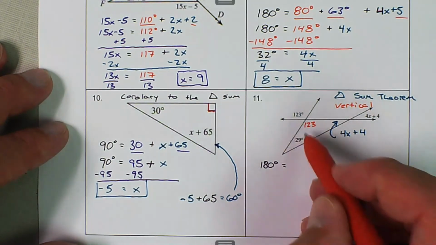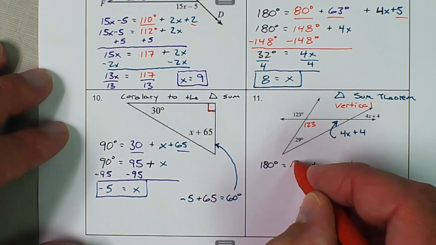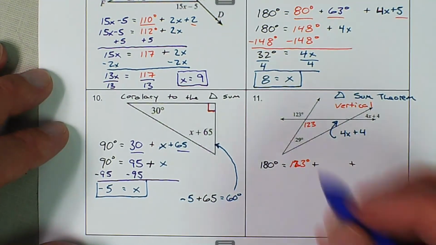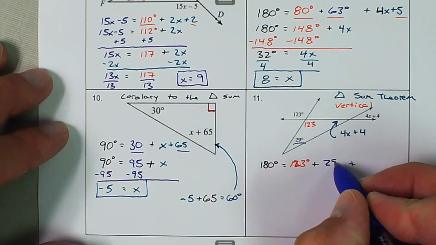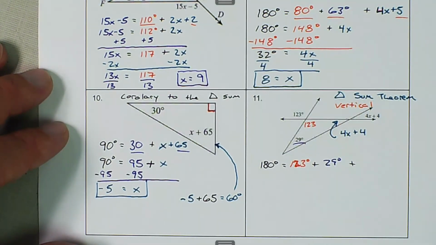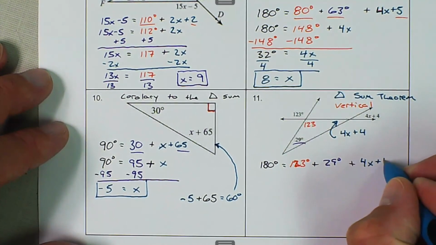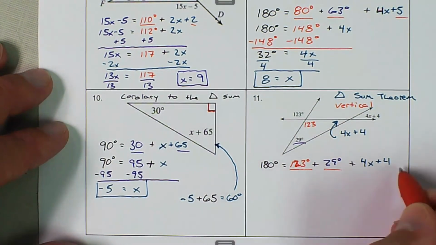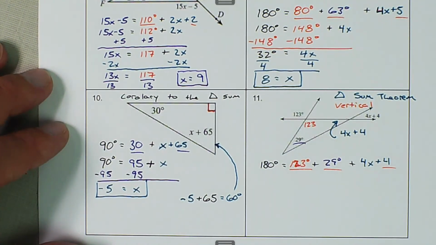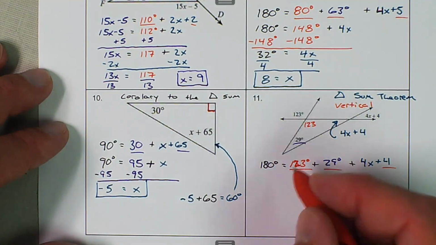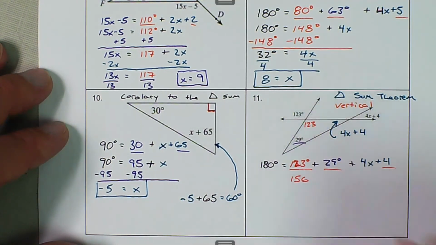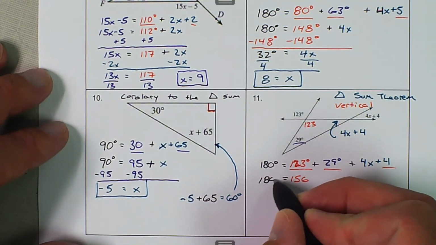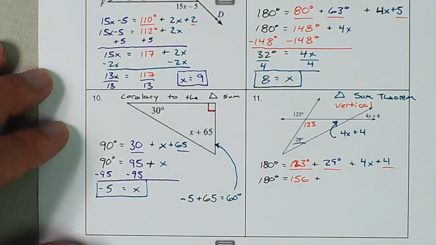So the first angle is 123, our next angle is 29, and our last angle is 4x plus 4. We can combine our like terms, and we end up with 156. We still have the 180 degrees, and we're still going to add that to the 4x.